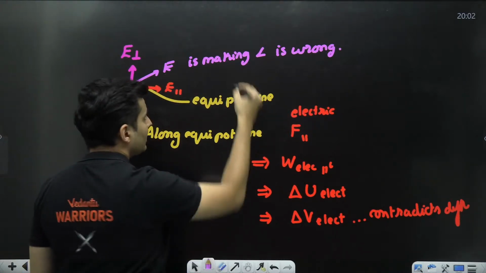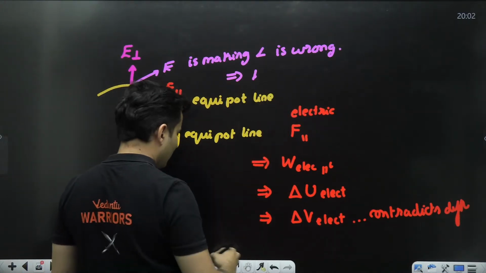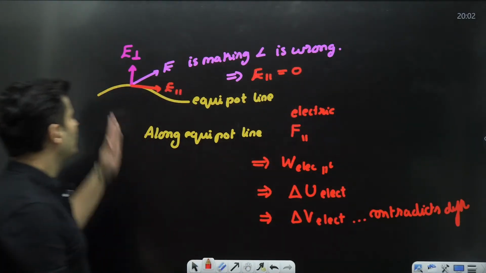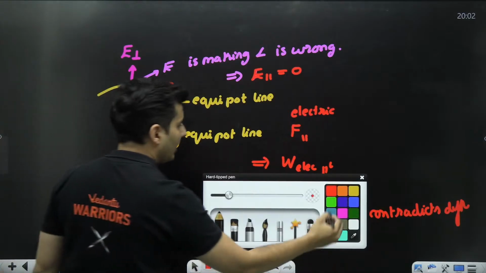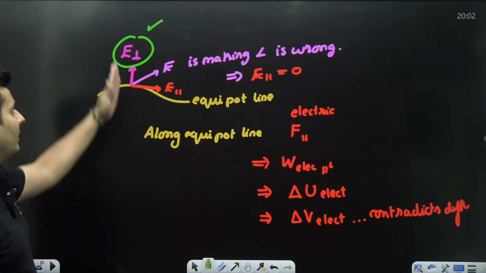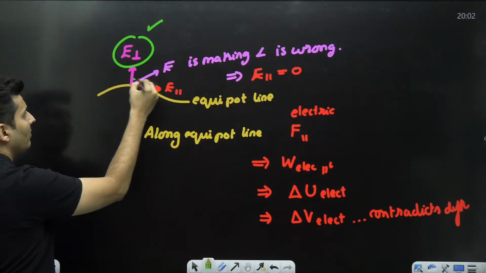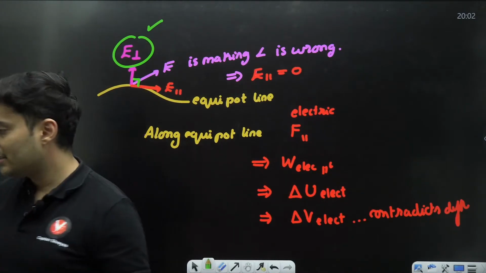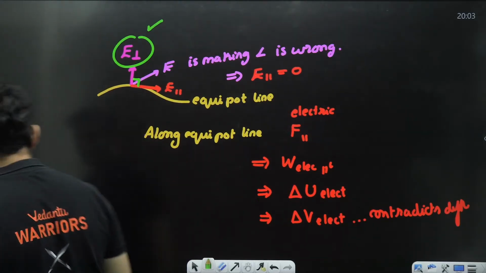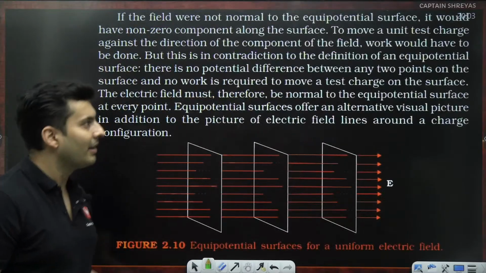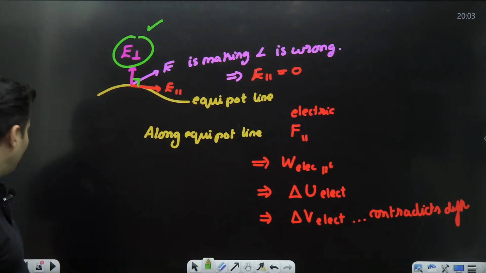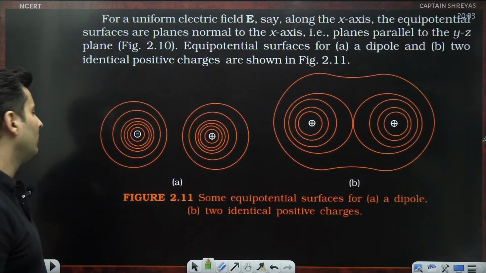Hence, definitely the E parallel component must be 0. So only this can exist. Electric field lines are always going to be perpendicular. Is that okay? That is the proof for it. Interesting? Amazing? That is what has been explained here in a very different way. But yeah, I hope I made it very straightforward and logical for all of you.